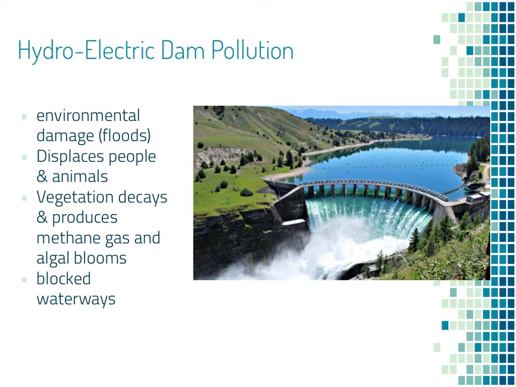Again, I mentioned a dam creates environmental damage, the flooding of this area. This wouldn't necessarily have been flooded to begin with. It can displace people and animals when that flooding occurs. The vegetation or plants that were there before decay and produce methane gas and algal blooms. This can produce some blocked waterways. Some dams, however, are built right into a waterfall, and that can be a little bit more environmentally friendly because there was already falling water to begin with.